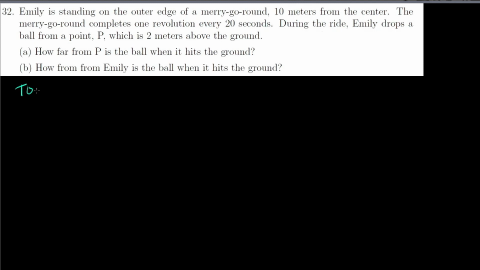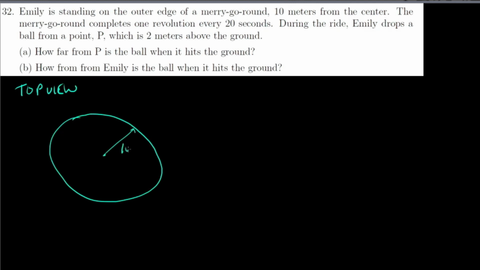So let's draw it from the top point of view here. The merry-go-round is circular. Here's the center. And we know the radius is just 10 meters. Kind of a big one, but okay. And it completes one revolution every 20 seconds. So one revolution every 20 seconds. That's the rate of rotation.